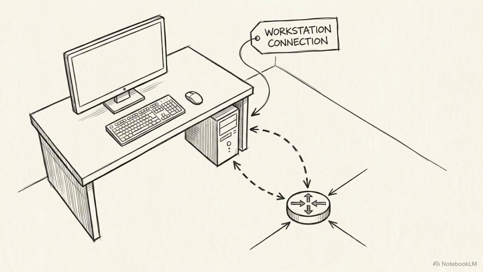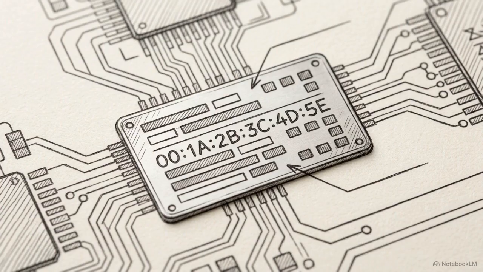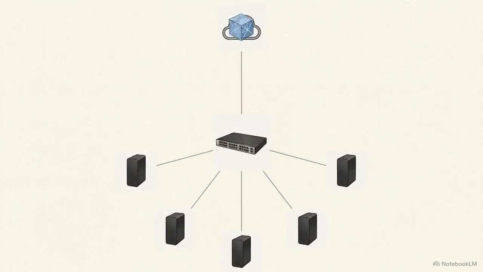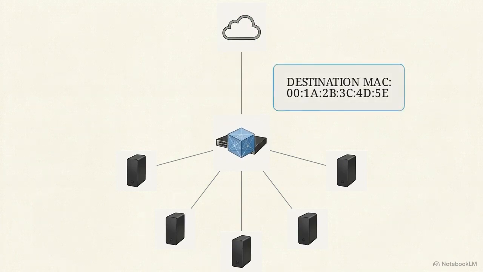To keep track of the devices in the room, the switch uses MAC addresses. A MAC address is a permanent, unique hardware identifier stamped directly onto a device's network interface card. This diagram shows exactly how a switch processes that local data. When a frame of data arrives, the switch checks the destination MAC address and forwards it down a single targeted line directly to the correct computer. The other connections stay completely silent.